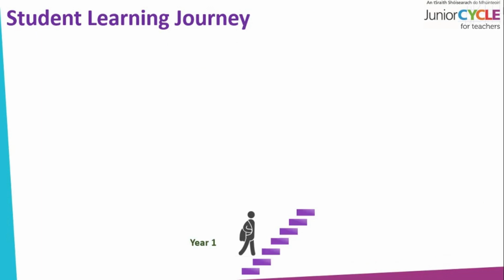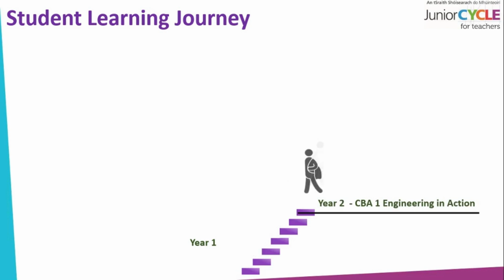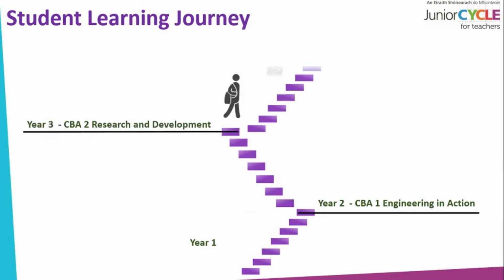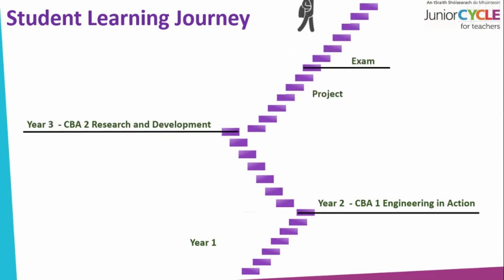There are 4 assessment moments in junior cycle engineering. CBA 1 Engineering in Action is in 2nd year, CBA 2 Research and Development is in 3rd year, followed by the project and the final summative assessment. In this image, each step on the stairs could represent a unit of learning, and every step the student takes should be fostering skills such as reflection, evaluation, research and design over the course of 1st, 2nd and 3rd year. The CBA should be planned for and considered the same as any other unit in that the student builds on previous skills and engages in learning the same as in any other unit.